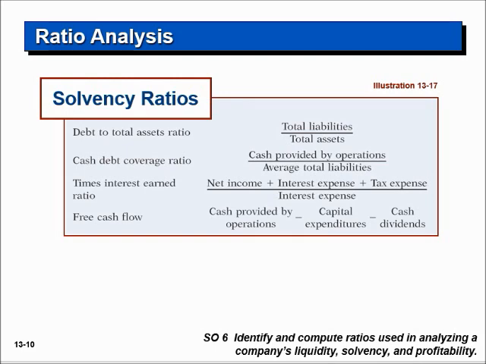Then we have something new. It's called the times interest earned ratio. It's our net income plus our interest expense plus our taxes expense divided by our interest expense. And what that is, it's going to basically tell us how well we're able to cover that interest. So are we able to make our interest payments as they come due when we borrow money? And then we have something called free cash flow. Free cash flow is our cash provided by operating activities minus our capital expenditures minus our dividends. It tells us how much we have left over to mess with after we pay capital expenditures and dividends.